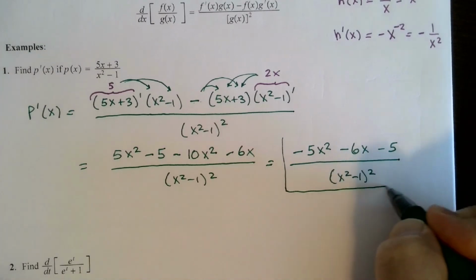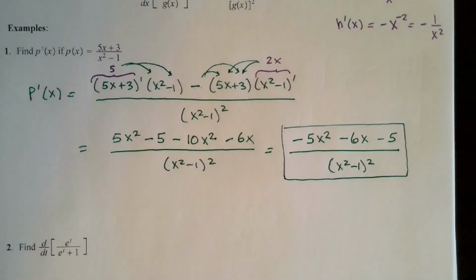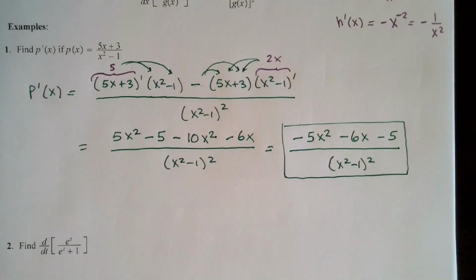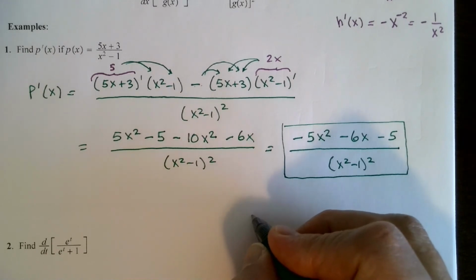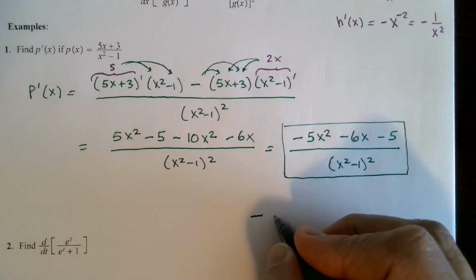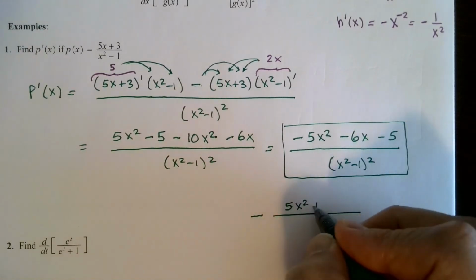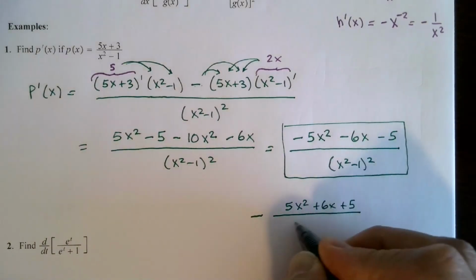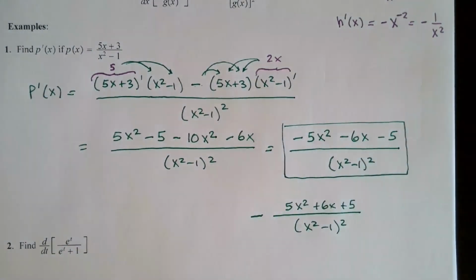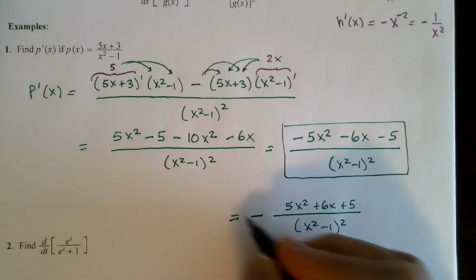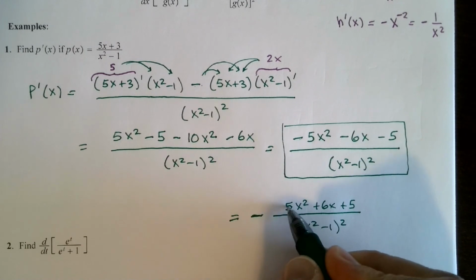Let me just say this. Sometimes, when you're checking answers, if you're in the textbook or looking at someone else's answer, you might see some things that look a little different. Like, for instance, what if someone had written this as the answer? Put a negative sign up front and written it as 5x squared plus 6x plus 5 over x squared minus 1. Would that be the same thing as what I have in the box? You betcha it would be. What I've done basically is factored out a negative 1. Right? So negative 1 distributed through all this.